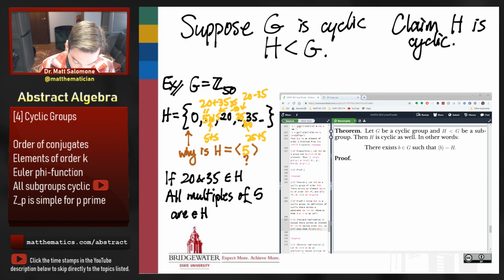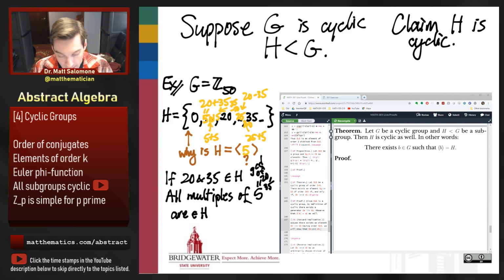And what's the role that that 5 plays? It's the greatest common divisor of 20 and 35. Right? And so if I have a subgroup that contains those two elements, it must contain the entire cyclic subgroup generated by this greatest common divisor of 20 and 35. So the idea here is that the greatest common divisor is going to be our candidate for being the generator of the entire cyclic subgroup. And again, we're thinking of this at the level of just the integers right now.